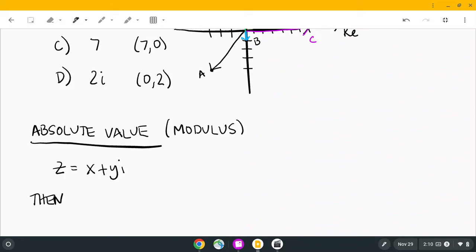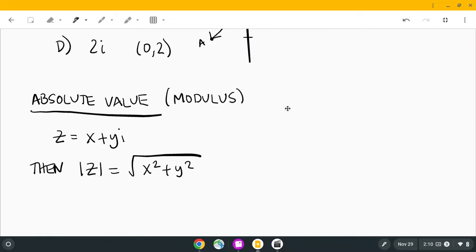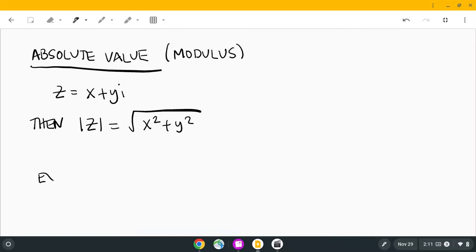Then the absolute value of z is going to be the square root of x squared plus y squared. Okay? Because that's the distance formula, which comes from the Pythagorean theorem. All right, so let's take a look at these examples here. Find the modulus of each. So again, modulus is just absolute value.